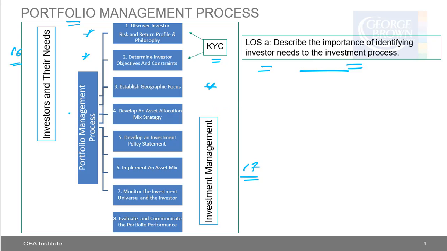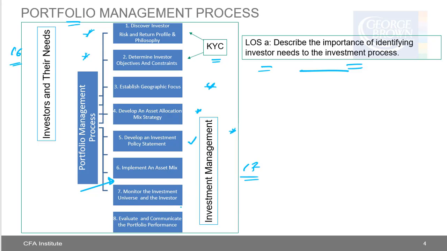And then, as you can see, once you're moving on from the investors and the needs, you're starting to move over to the investment management part. Step number four is develop an asset allocation mix strategy. So that's setting up the strategic asset allocation. Number five is then developing an investment policy statement. And we do talk about that not only in this video in chapter 16, but also in chapter 17. And then after you've developed it, it's time to implement it. And that's the investment management. So you're going to implement an asset mix, step number six.